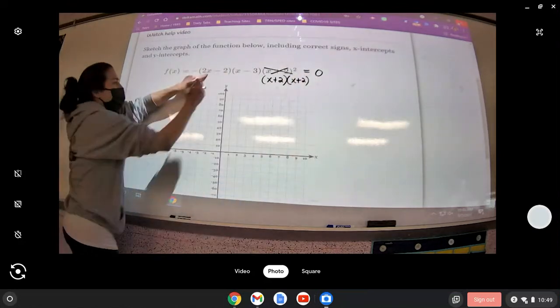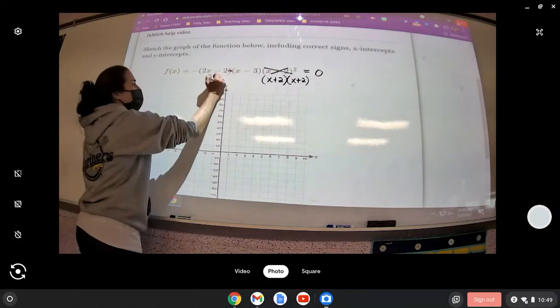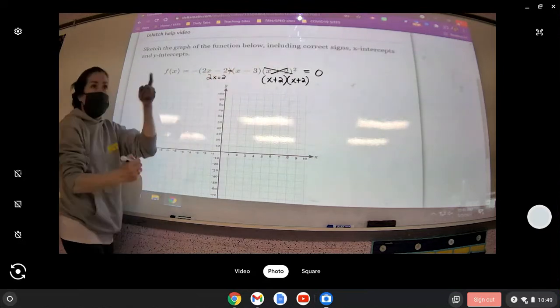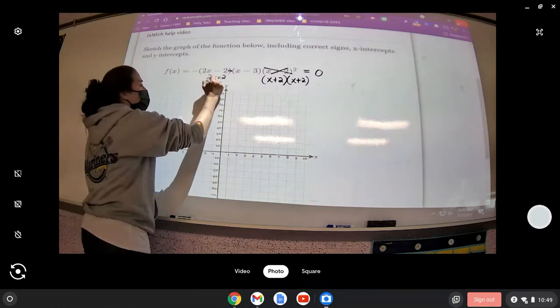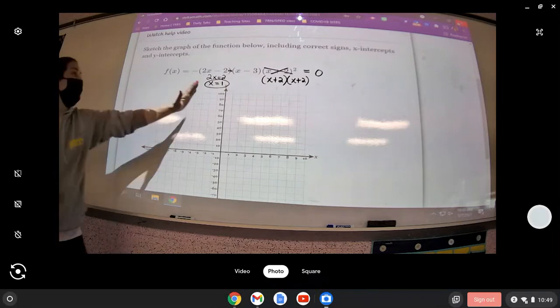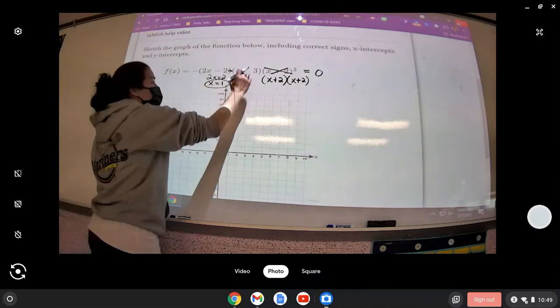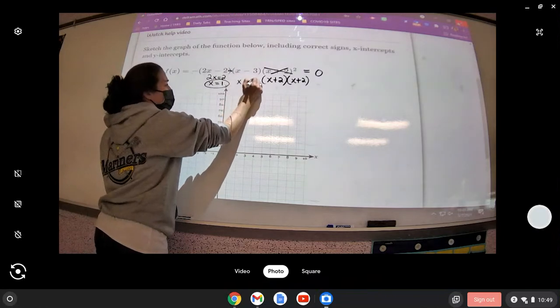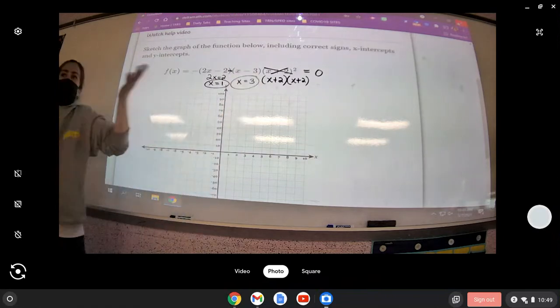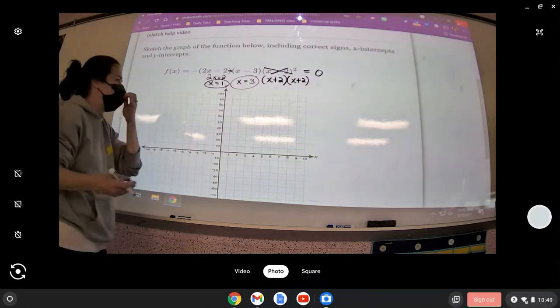If I set this factor equal to 0 and solve, guys, you're going to add 2. You're going to divide by 2, and you're going to get x equals 1. So I definitely have an x-intercept at 1, and it doesn't repeat. So we're going to cross right over at that x-axis. All right, set this factor equal to 0, and I get 3, right? 1 time, doesn't repeat. That's going to be an x-intercept where we cross right over the x-axis.